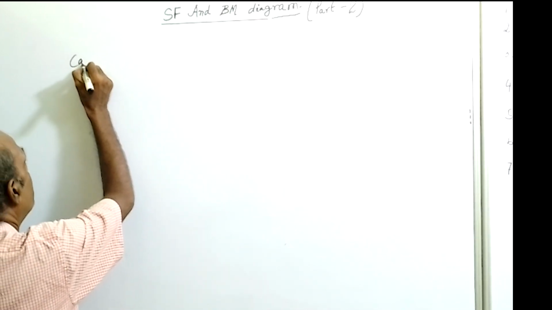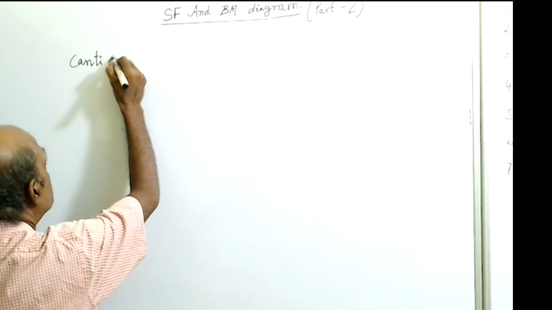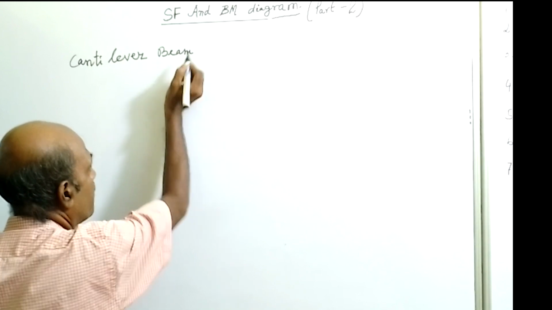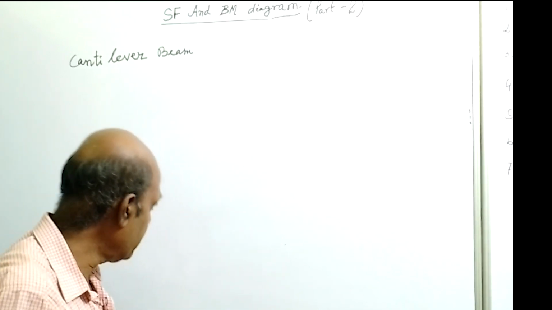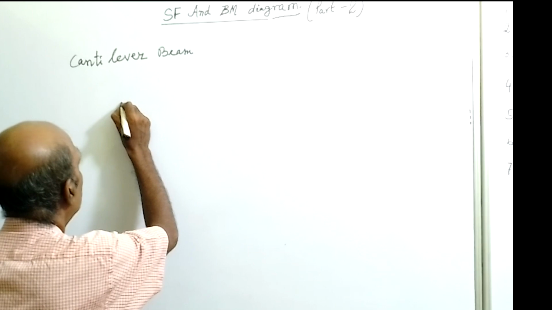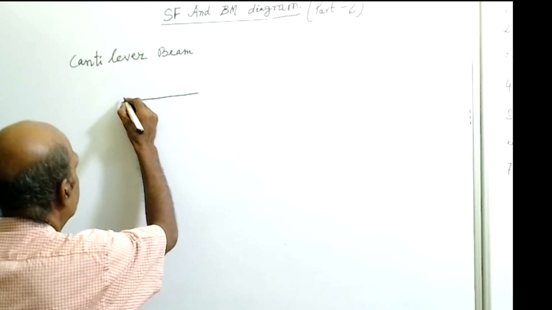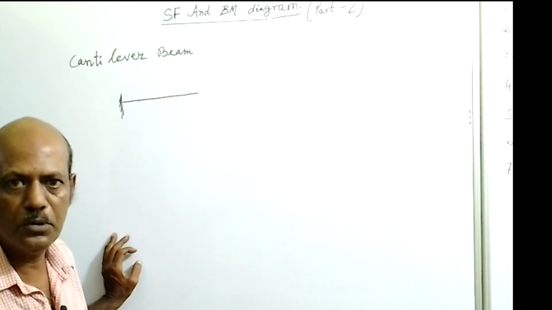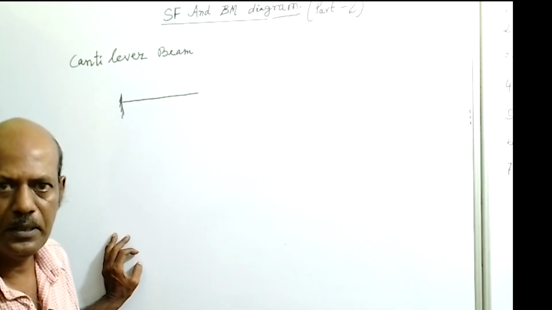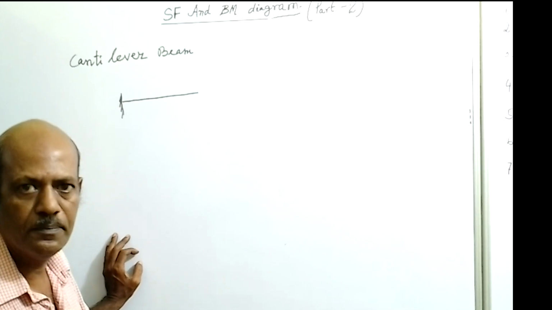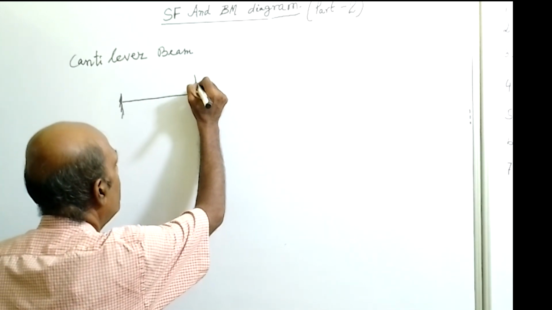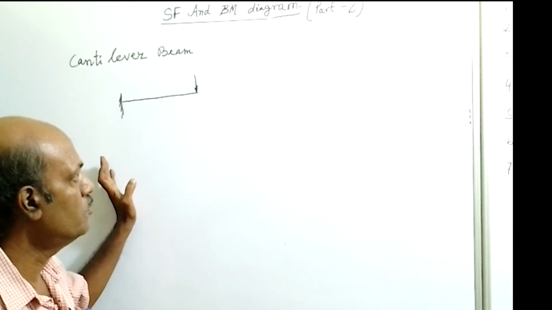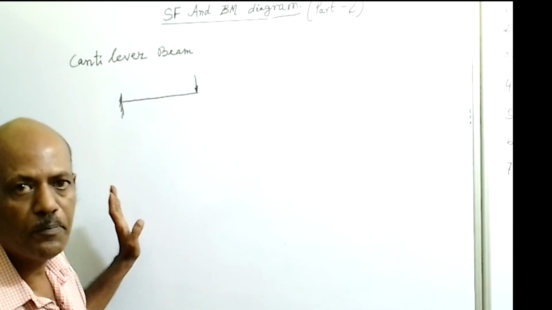So, a cantilever beam. We know what a cantilever beam is; in the last video we discussed it. A beam whose one end is fixed and other end is free is called a cantilever beam. The beam may be loaded with a point load or any other kind of load. So we will start with a point load.